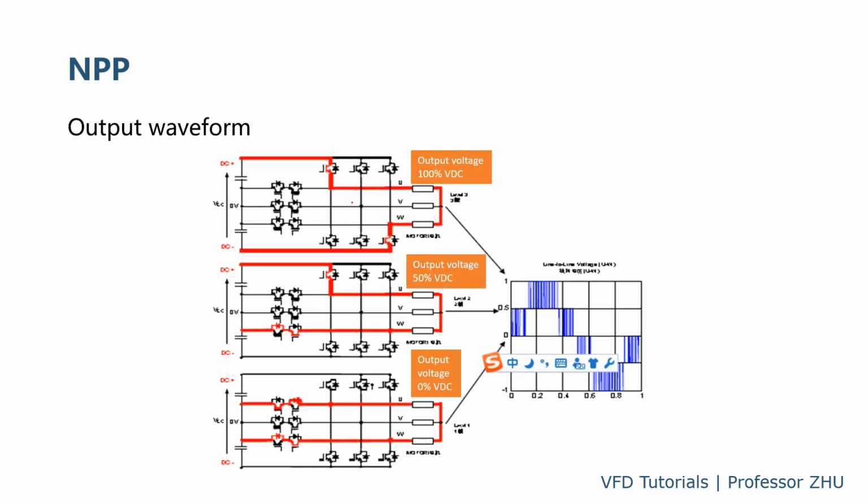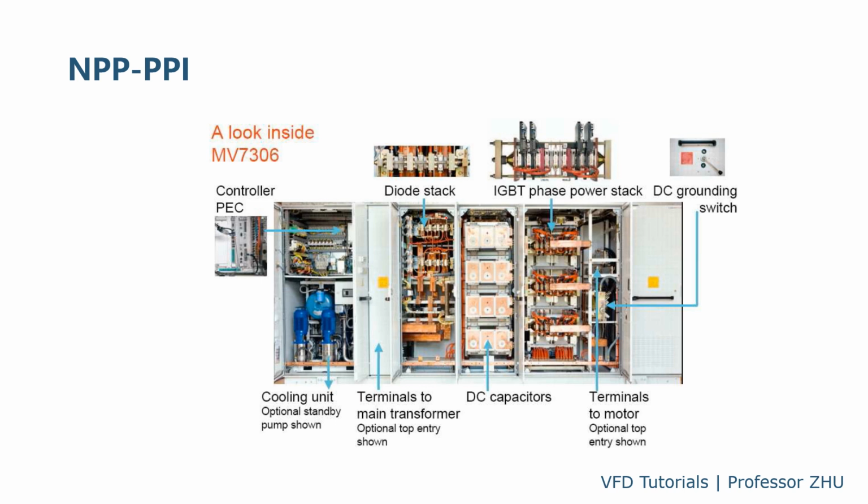This one shows the different combinations of the components conducting, and you can have different voltages. Like for line-to-line voltage, you have 5 levels: 0, plus, plus twice, negative, negative twice. So this is also 5 levels on the line. But when we define how many levels an inverter has, normally we look at the phase voltage level.